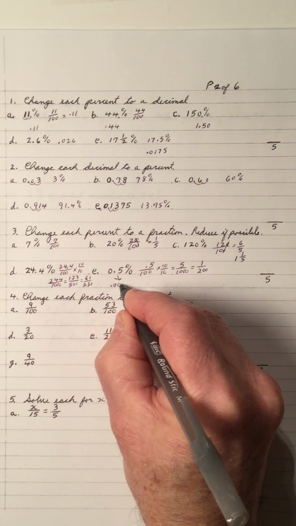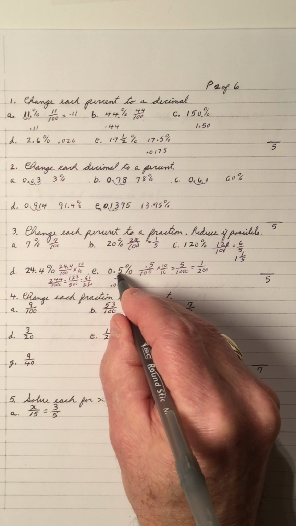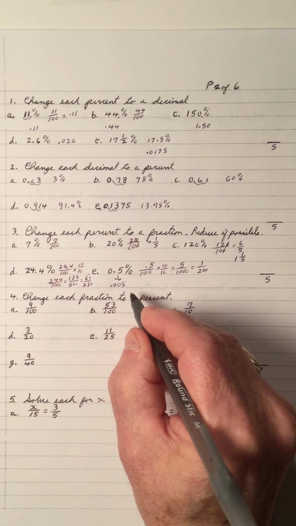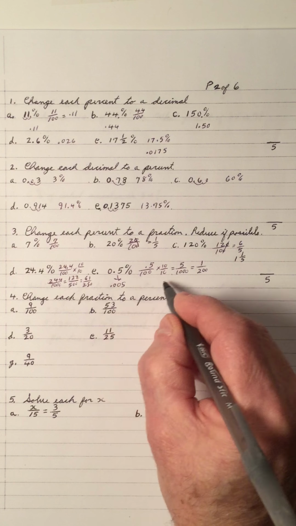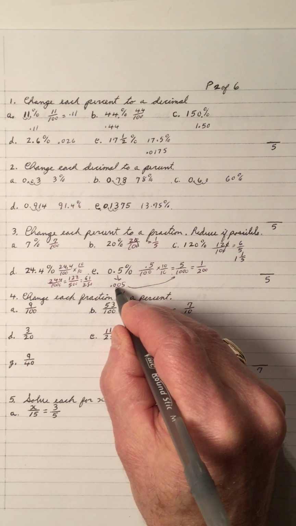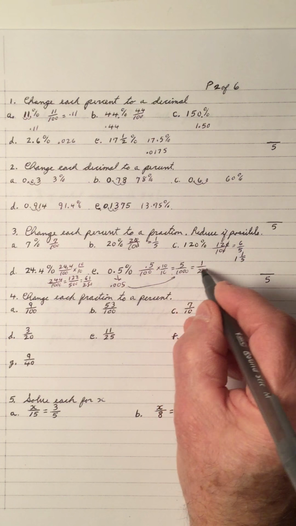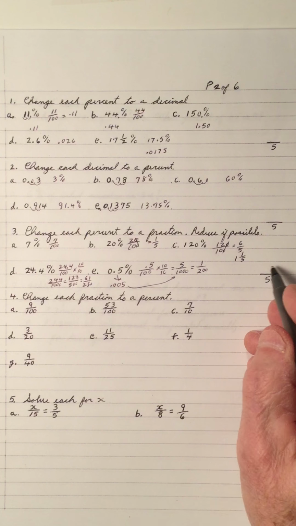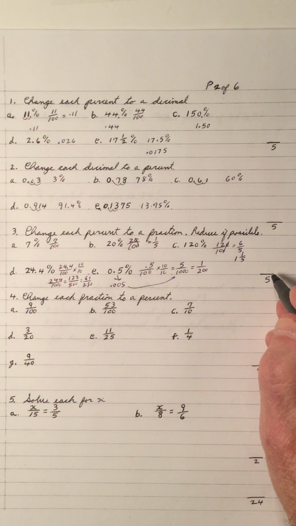Another way would be to change your percent to a decimal, which is decimal 0.005, because it moves 2 places to the left. And now you can make it a fraction. 5 is in the thousandths place, so it's 5 over 1,000, and you reduce down. How many did you get right?